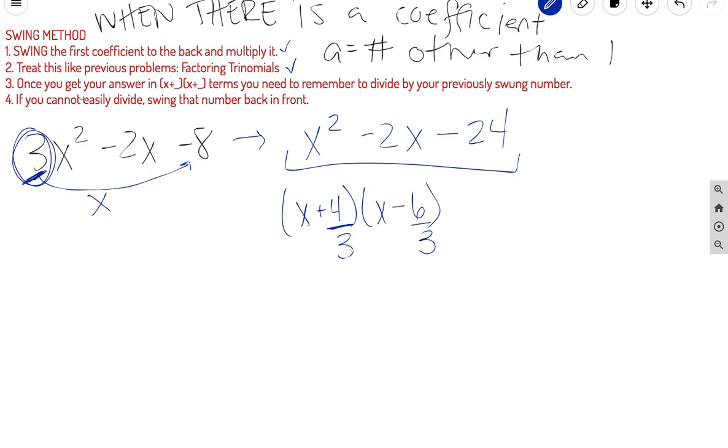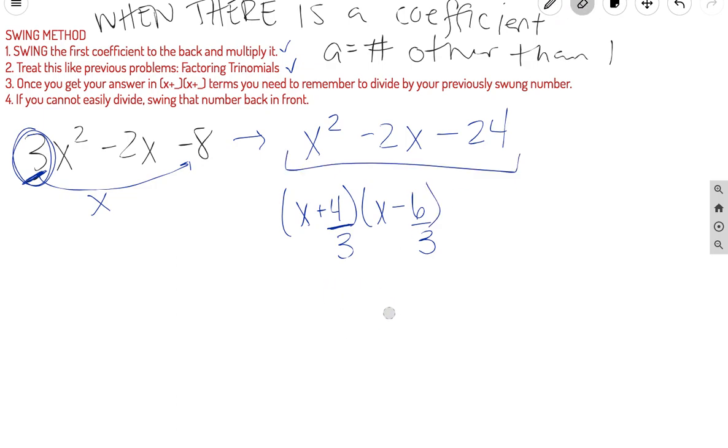And this says, if you cannot easily divide, swing that number to the back. It's just not worded well. So notice in these problems, I'm going to try to divide this, but notice how it doesn't really get divided too well. 4/3 is not a pretty number. It comes out to be like 1.25, and that's not a pretty number.